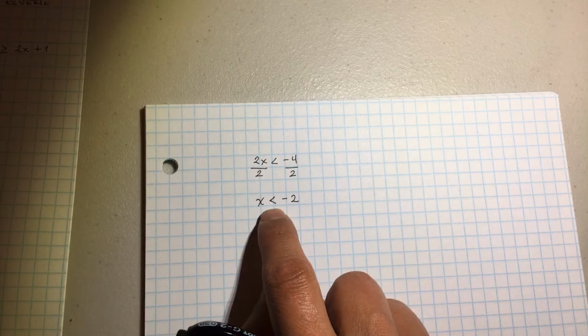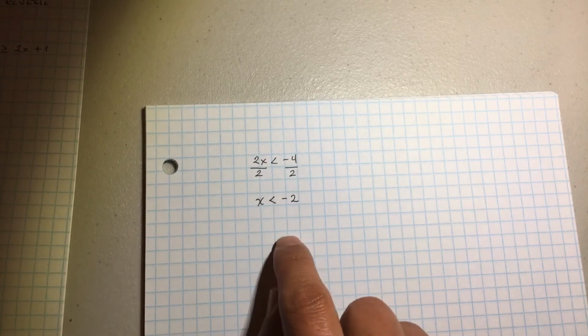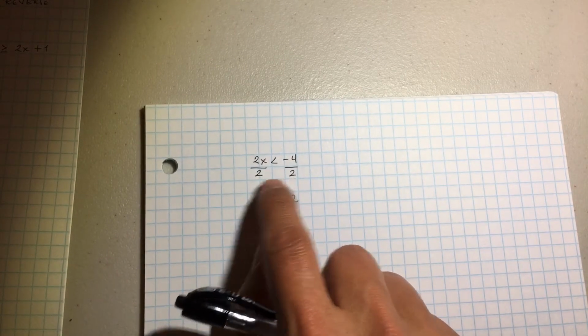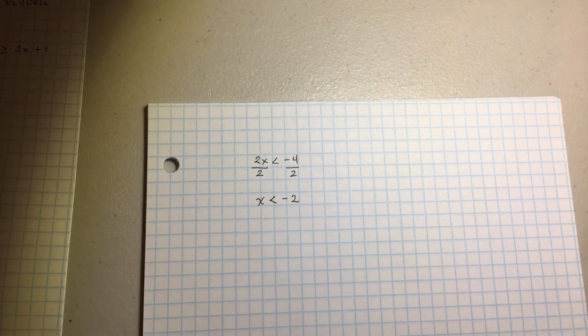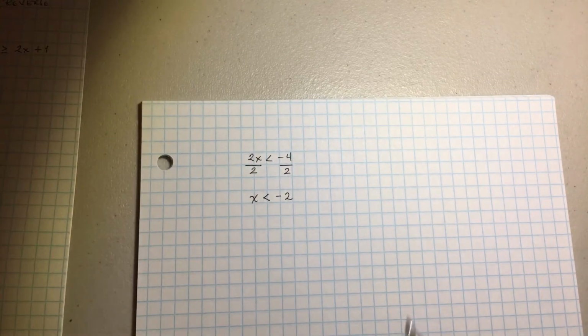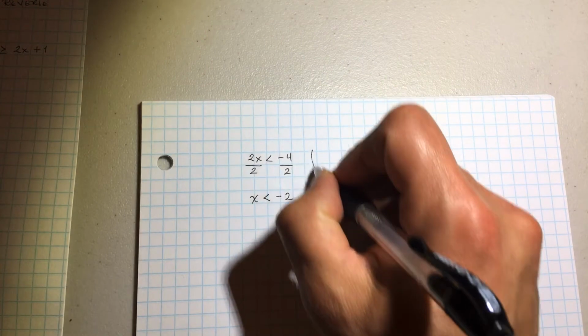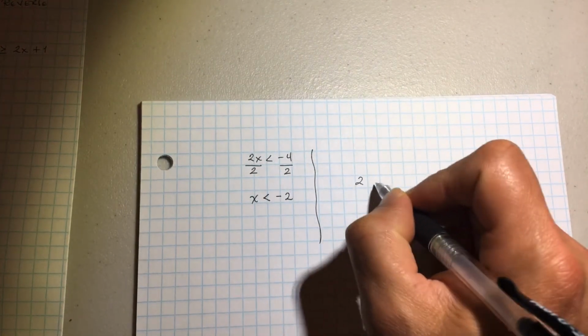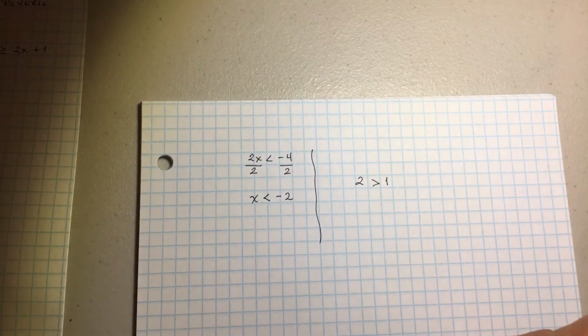You're not going to change the direction of the inequality just because you see a negative. You have to make sure you're dividing by that negative. Okay? And that's the first thing. So let me give you an example of why we do this. If I say, is 2 greater than 1? Well, you're going to say, yeah.